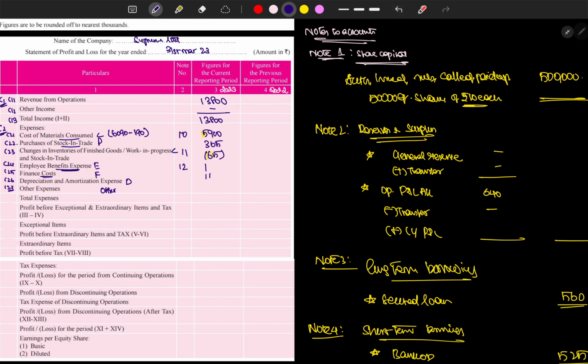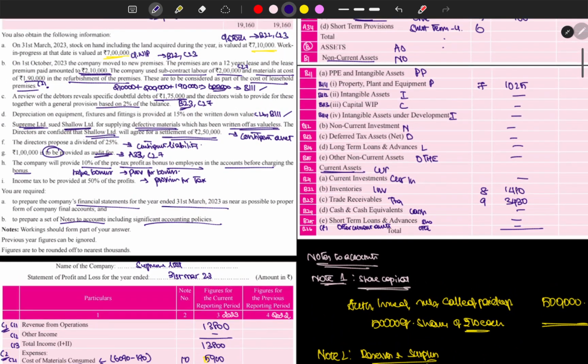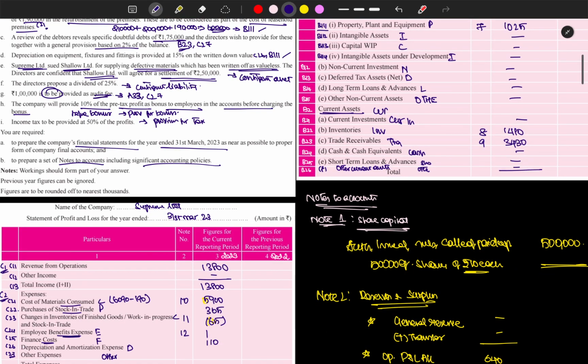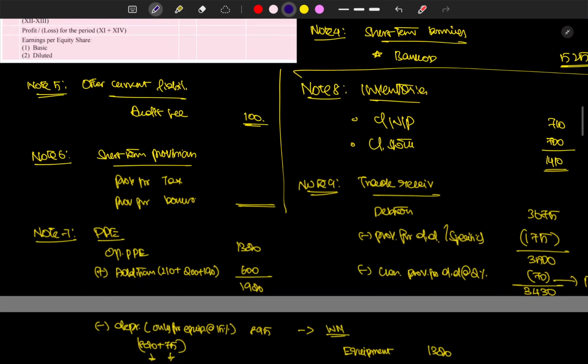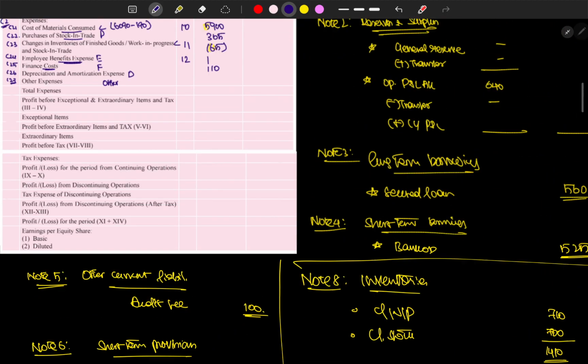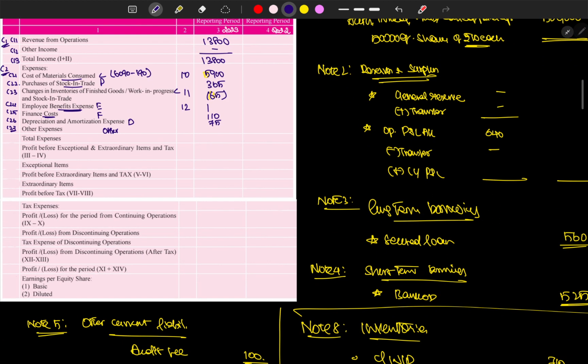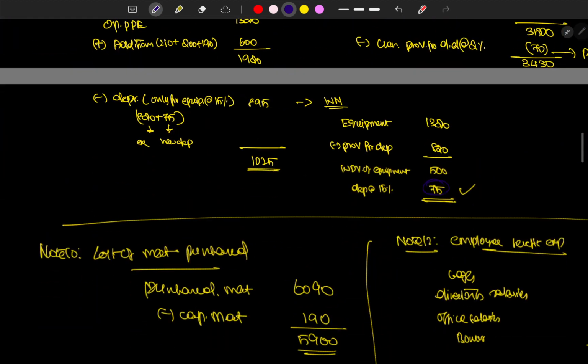Okay. 110. Okay. Depreciation and amortization expenses. What's the depreciation and amortization? Depreciation is 15%. So we are providing 75,000 of depreciation for the current year. So 75,000. Okay. Other expenses that has to be created with note 13.